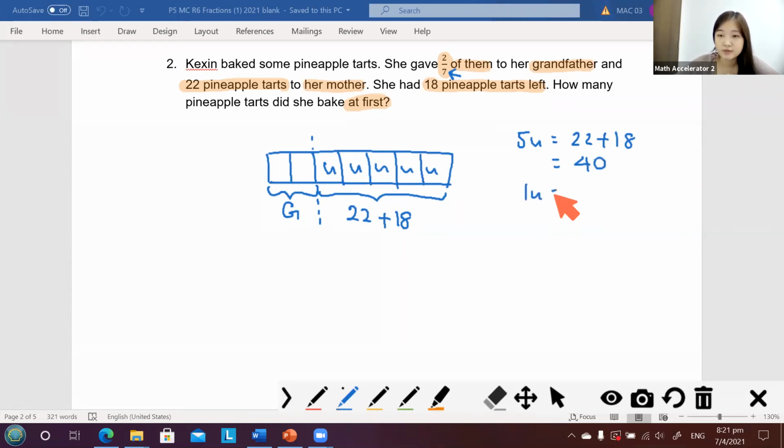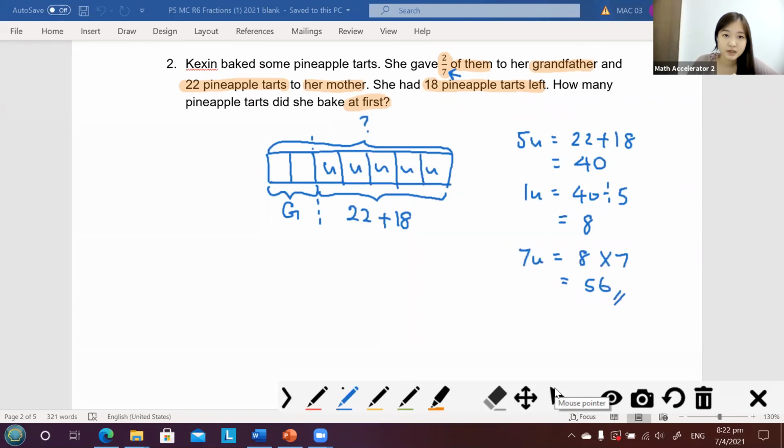So find 1 unit. Divide by 5. 8, yes. Then how many did she bake at first? Total. Matthew, correct. Ashwan, yes. Find a total of 7 units. 8 is for 1 unit. You times 7, you can get everything here, which is 56. So she baked 56 pineapple tarts at first.